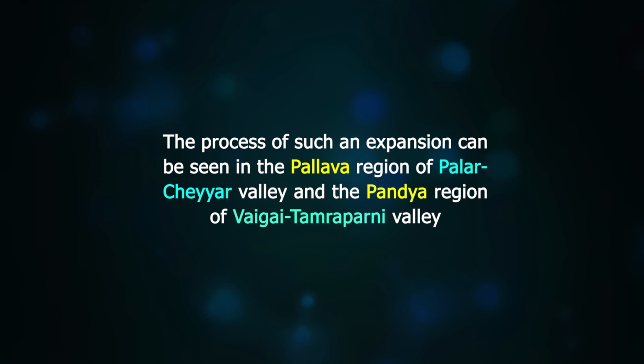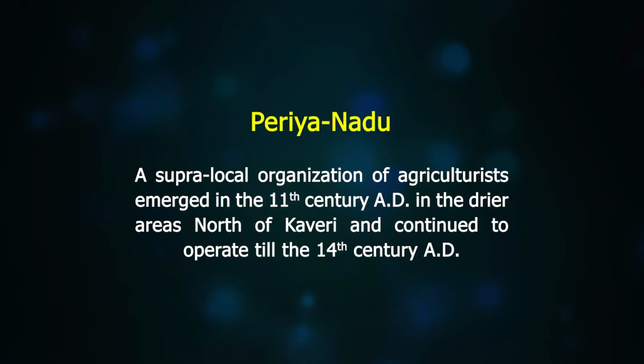The process of such an expansion can be seen in the Pallava region of Palar-Cheyyar Valley and the Pandya region of Vaigai-Tamraparani Valley. Though the term Nadu means cultivable land, it was generally applied to settlements irrespective of the degree and level of agrarian development. Periyanadu, a supralocal organization of agriculturists, emerged in the 11th century AD in the drier areas north of Kaveri and continued to operate till the 14th century AD.